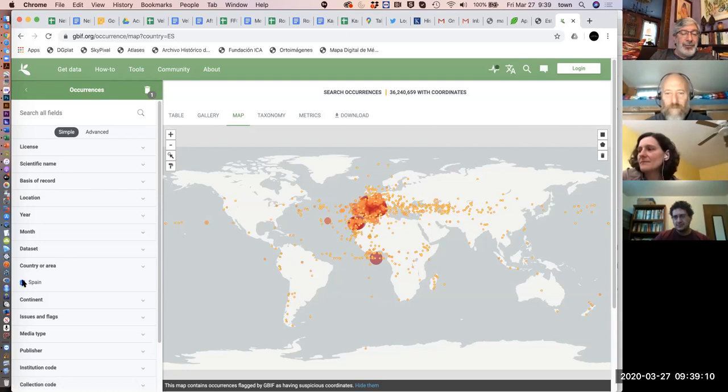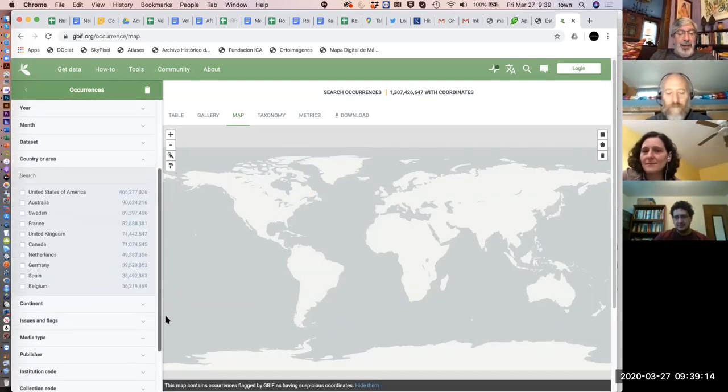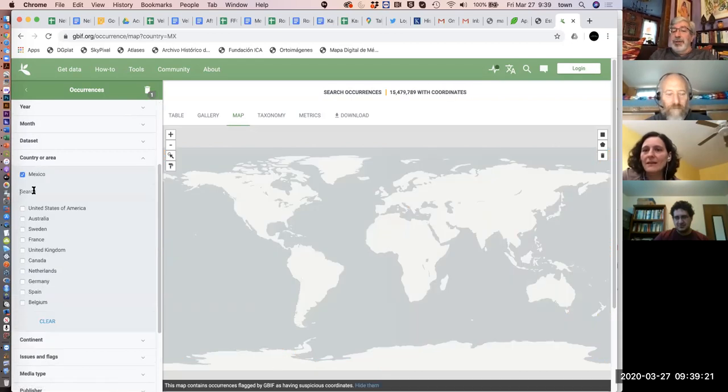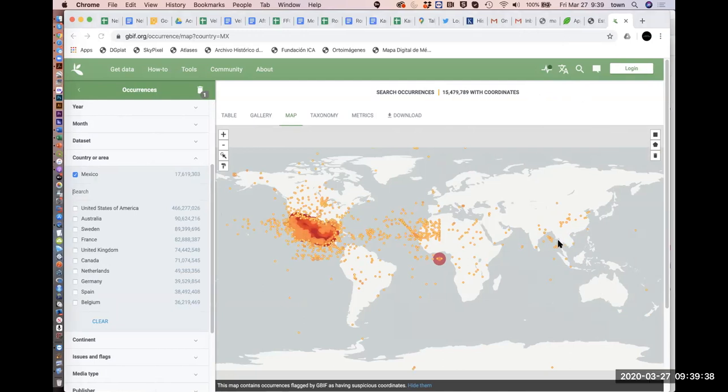Let's try some other country. I'm actually really jazzed that we're seeing this, because what GBIF had done for years was to mask and essentially show you only the points that were within the territorial limits of the country. So bravo, GBIF, I love this. Yeah, I've not seen this. This is really cool. Now, anybody know what this is?